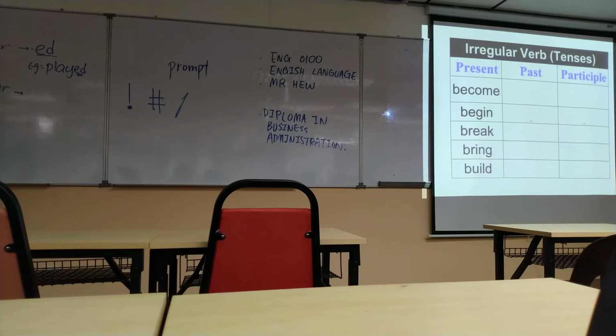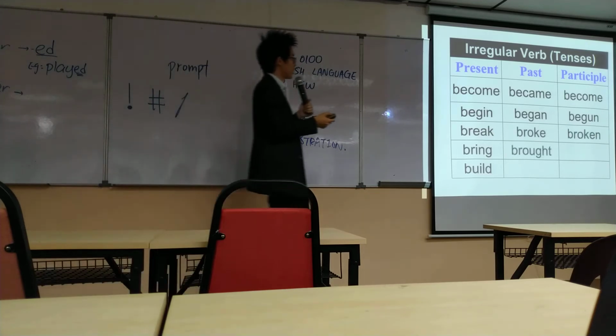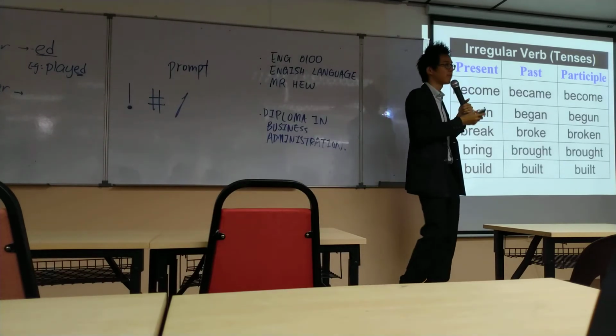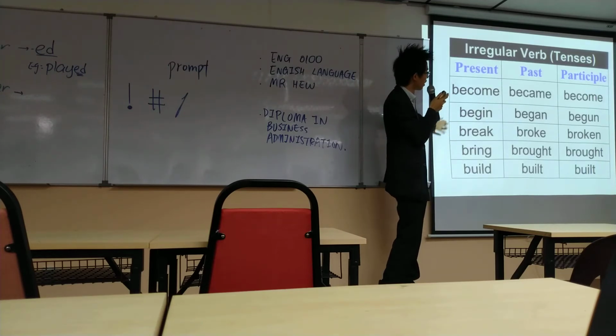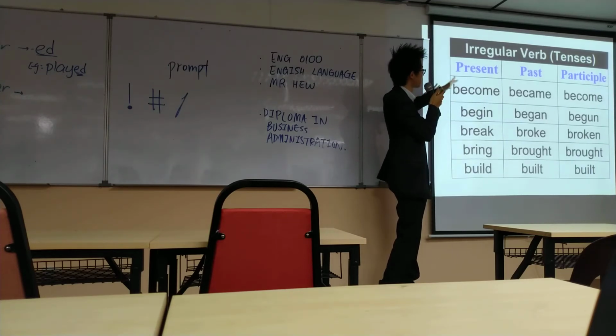Like the past tense of become is what? Became. It's not "become-ed". Right? They won't say "become-ed". So we call it became. And the participle is become. It's in your next note already, so no need to jot down now. I just let you know. Okay, so like begin, the past is began, participle is begun. Break, broke, broken. Bring, brought. Build, built. Alright? So this would be the table. Later if you do the questions, you can refer to the table to see which tense it is.